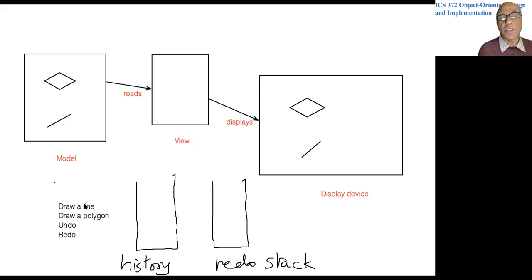And let us say the first command is to draw a line. Then what we do is we store information related to the line here. So we put line info here. And that is the first object to be stored in the history stack. Then we get a command to draw a polygon and we push one more item here, that is information about the polygon.